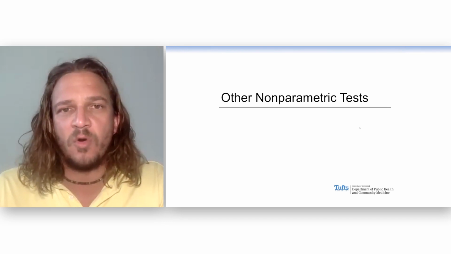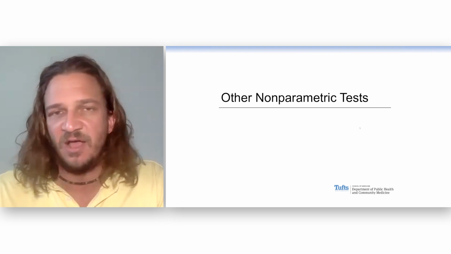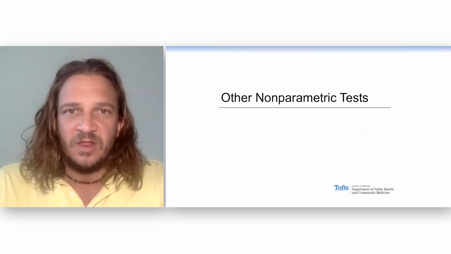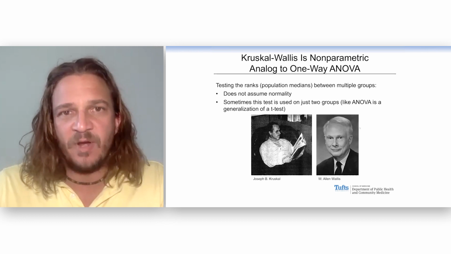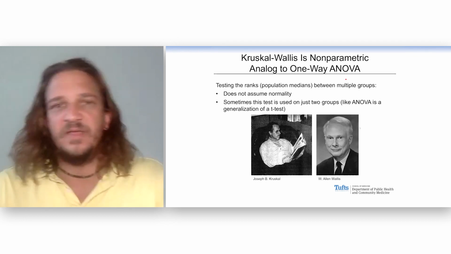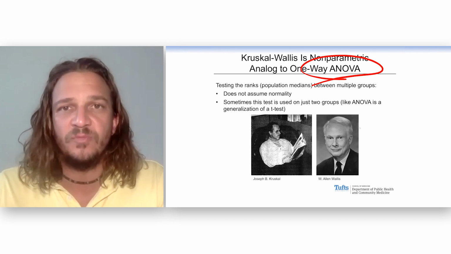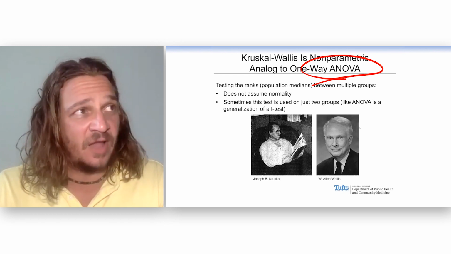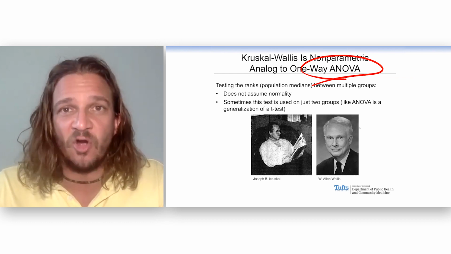Let's talk about a few more non-parametric tests and summarize the advantages and disadvantages of these tests. These guys, Kruskal and Wallace, came up with a non-parametric analog to ANOVA. If you remember, ANOVA can compare the mean between more than two groups. And we've seen that the non-parametric test can be used when the assumptions of such tests aren't met.